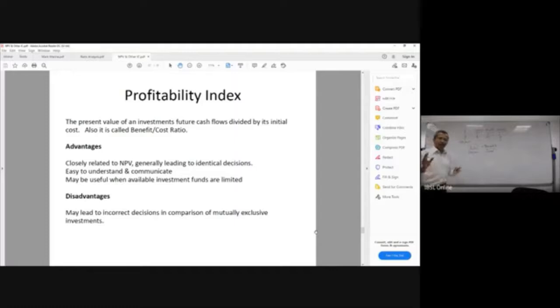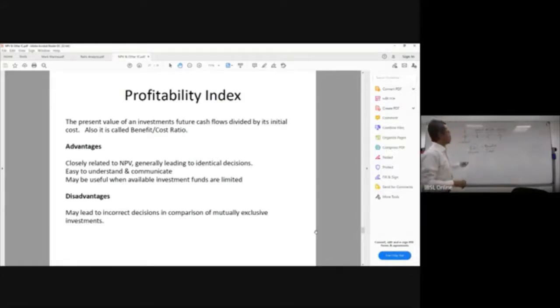Now, net present value is difficult to communicate. We can say net present value is 100,000, 50,000. But when you have a ratio, it is easy to communicate. Right? Then we can compare. If we have a better profitability index or benefit to cost ratio, we will select that project. Okay.